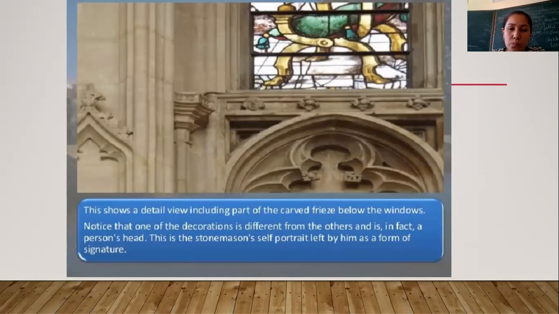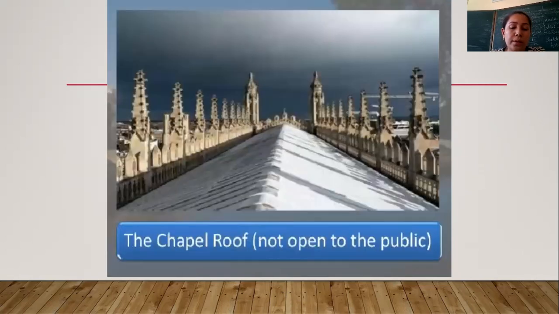And here we can see the chapel roof, not open to the public, but you can see it is also one peculiar feature of the chapel, and it is decorated very beautifully, designed with several kinds of shapes. It's also a feature of the Gothic style.